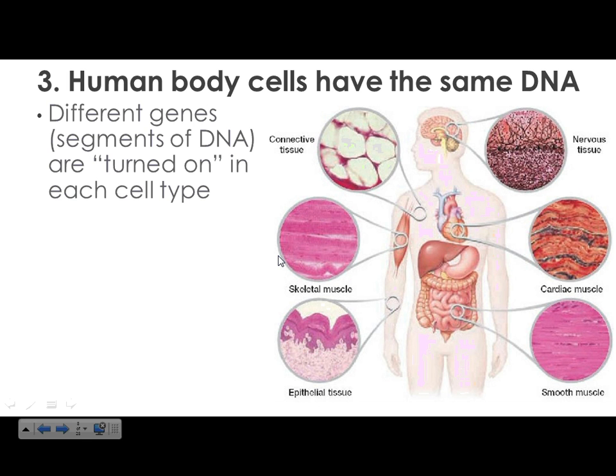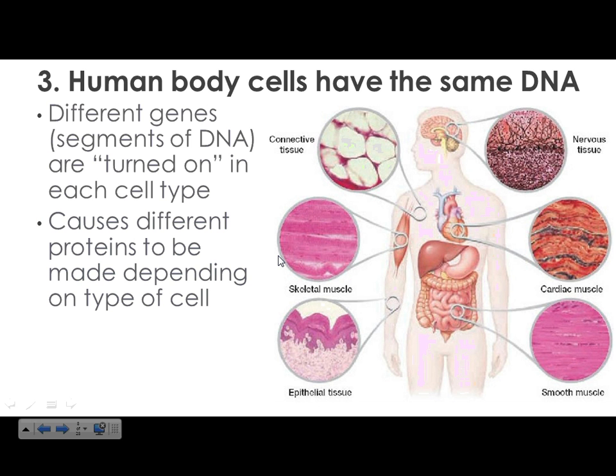So, different genes, different segments of DNA, are going to code for different proteins, and there are different ones turned on in each cell type. So every single cell has all of the same DNA, but not all of those genes are active in every single cell. A heart cell is going to have different genes active than a liver cell. Because they have different types active, it's going to lead to different proteins, which means different types of cells.